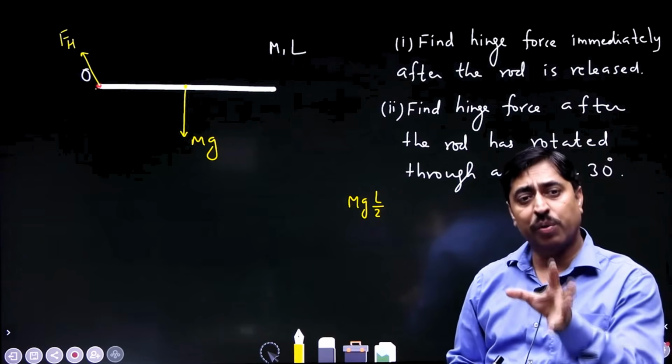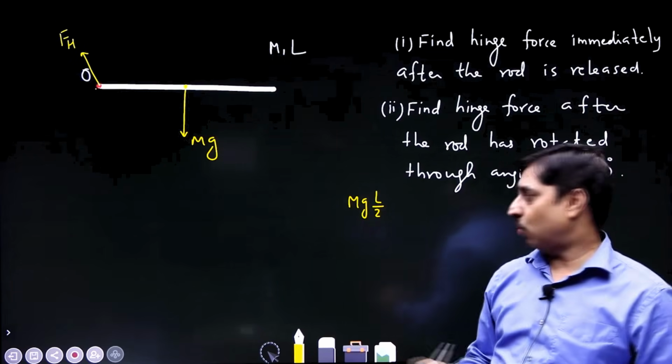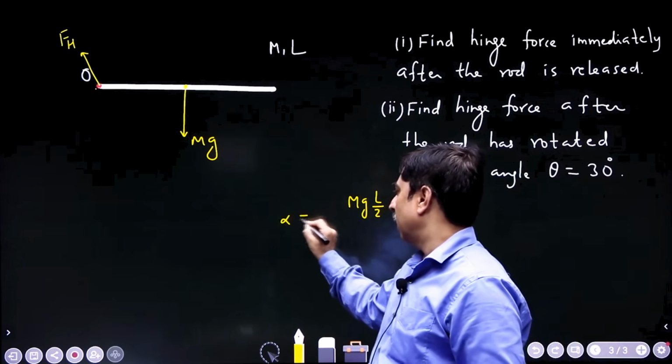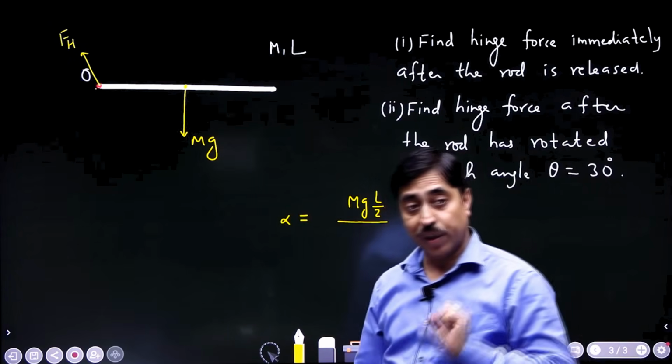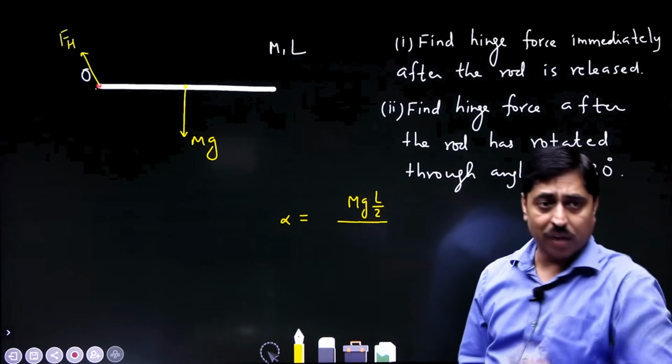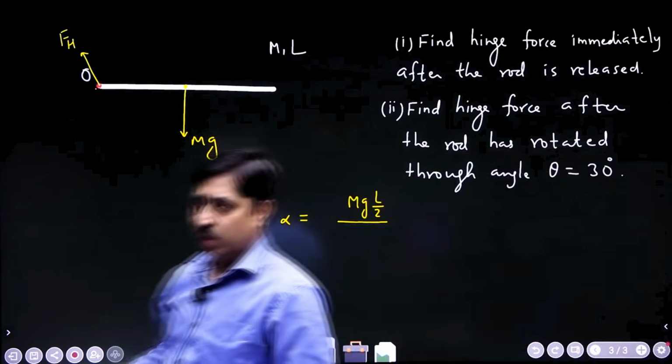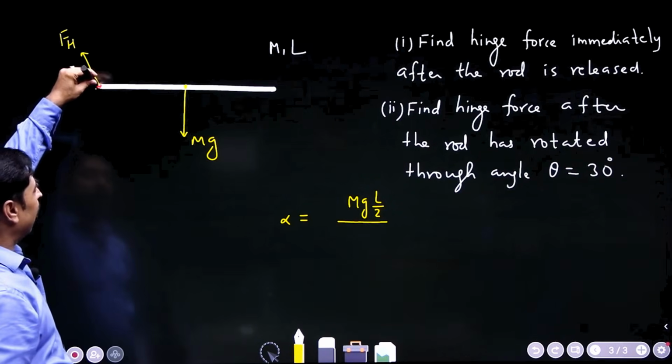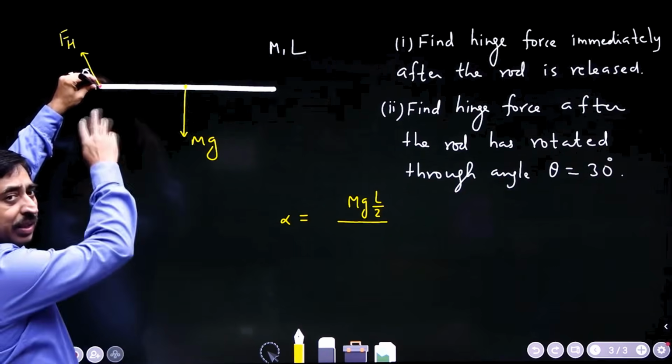This torque will produce an angular acceleration. How much is that angular acceleration? The answer is torque divided by moment of inertia. Torque is equal to I alpha. So, about point O, in fact, about this axis, the pen is the axis, about this axis mg has a torque.